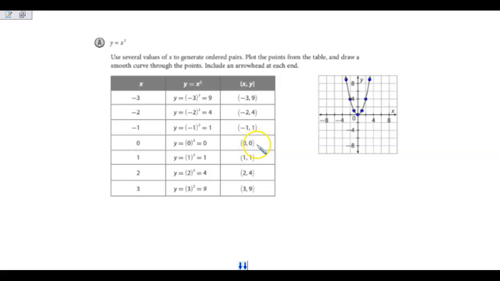with 0, 0 being the only one that's not repeated. And so when that happens, we just put arrowheads on the ends, because it's showing us that it's going to continue to keep going up, and it's got this nice curve to it.